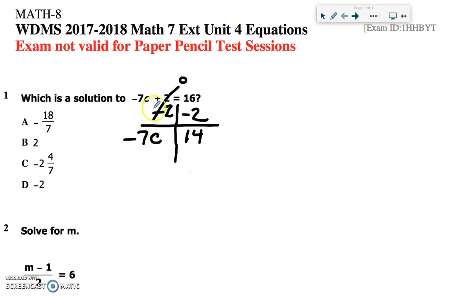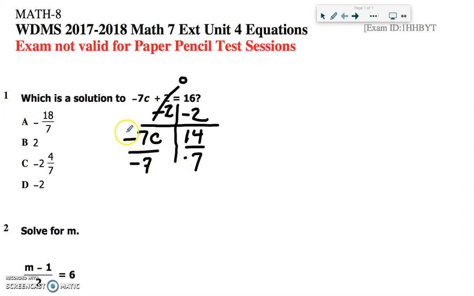Next, since I've undone the addition, I need to undo the multiplication by dividing both sides of the equation by the coefficient of c. The entire thing must go. That means divide both sides by negative 7. Divide 14 as well by negative 7.